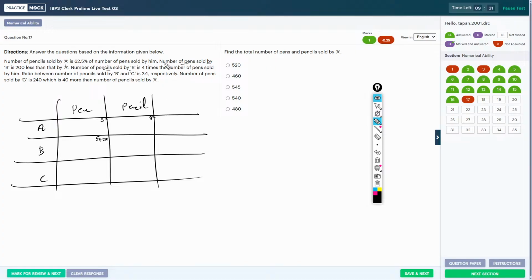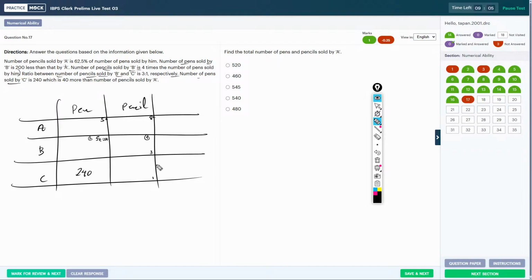Number of pencils is 4 times number of pens. So if this is 1, this is going to be 4. The ratio between the number of pencils sold by B and C is 3 to 1. If this is 3, this is 1. Number of pens sold by C is 240, which is 40 more.